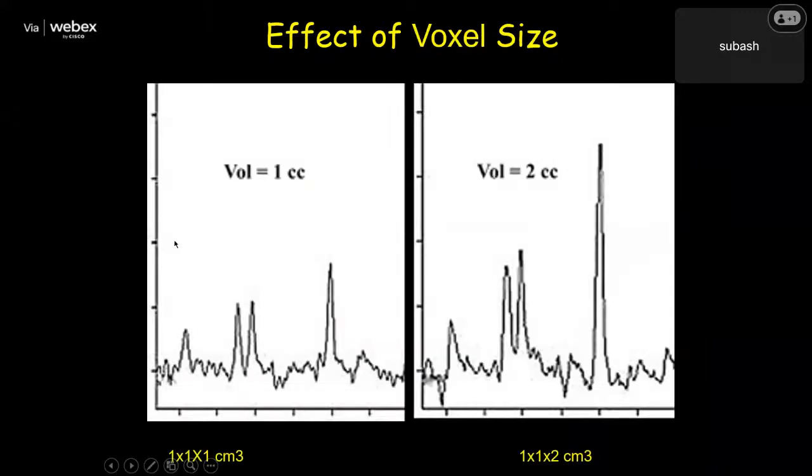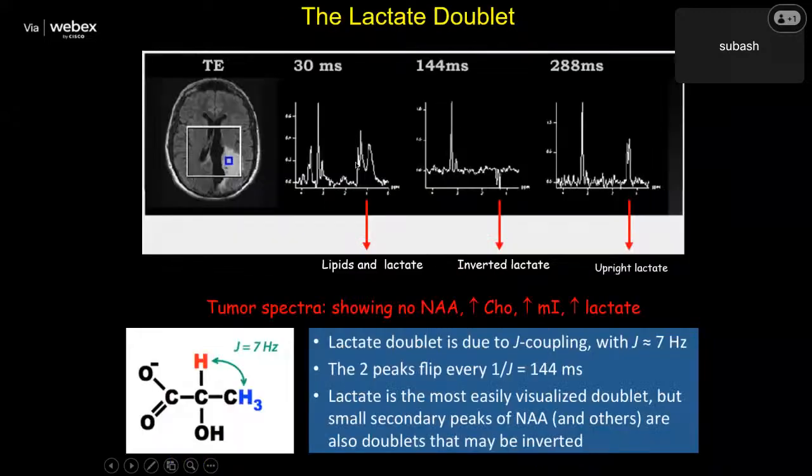Now this is the signal versus the volume of the voxel. If this is a 1 cc voxel, you can see the peaks look like this. If you make it a 2 cc or 1.5 cm³ voxel, you can see the peaks are much higher and the signal-to-noise ratio is better. So these are the effects of various parameters on the spectrum.